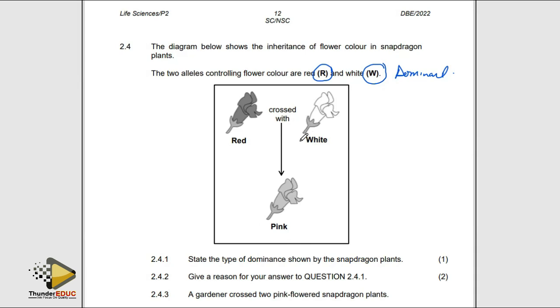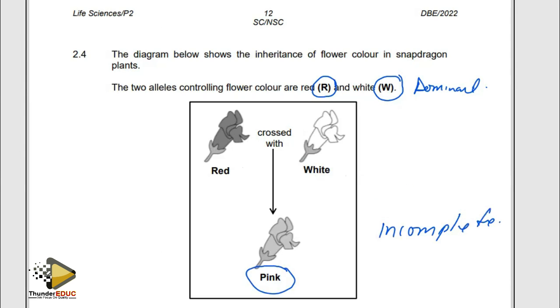So pink is neither red nor white, but is an intermediate between the two. So the type of dominance which is there, the moment you get an intermediate, with neither of the parent colors produced in the offspring, that kind of dominance is called incomplete. It means that red is neither dominant over white and white is neither dominant over red.